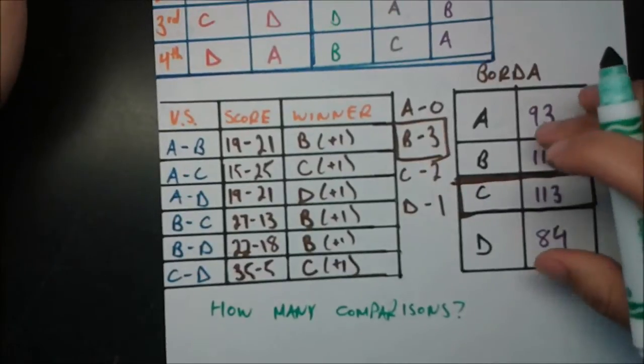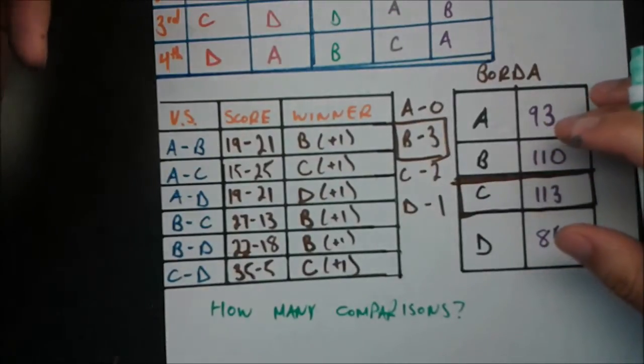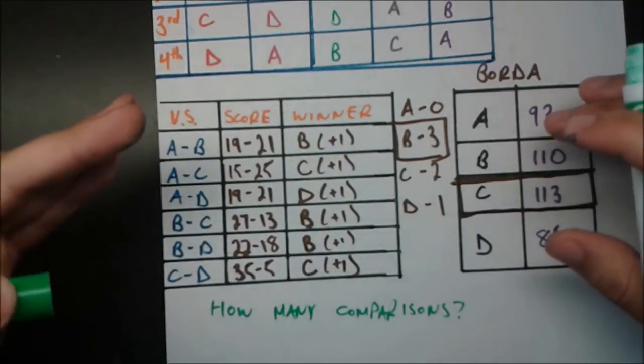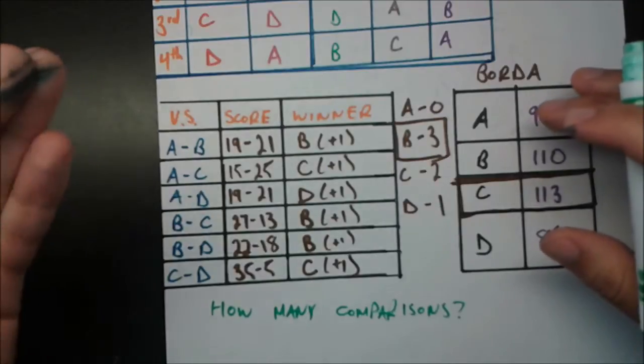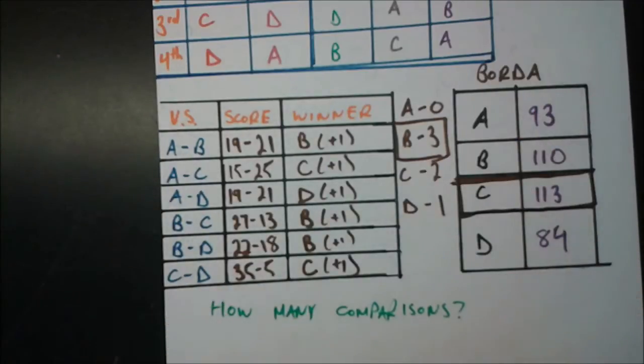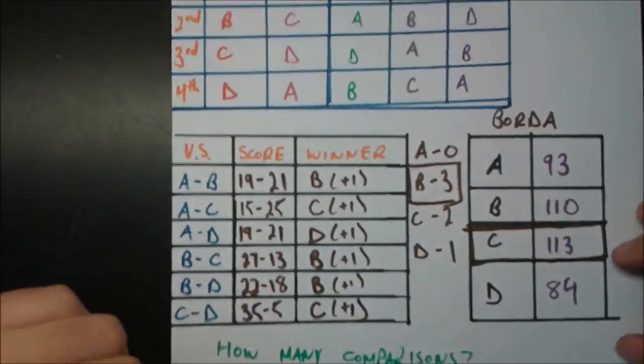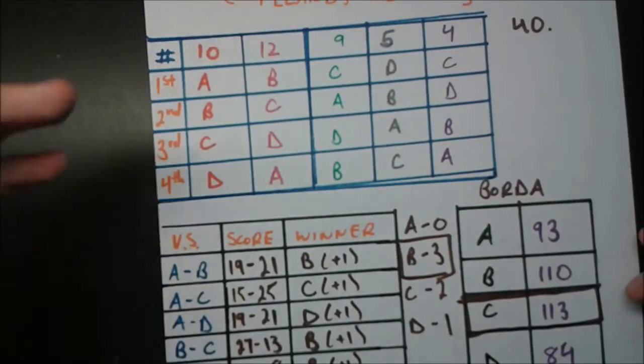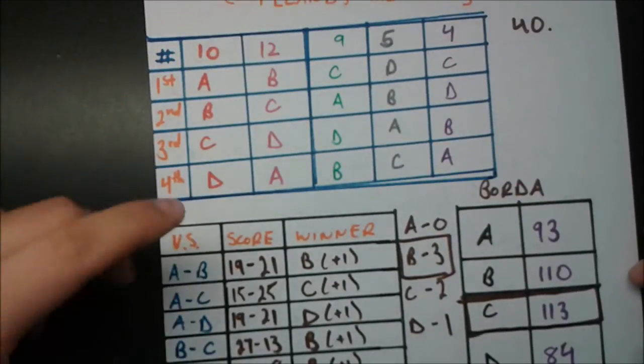Okay, so now next thing to talk about is how many comparisons do you have to make? In this case, we had 6, but if we had let's say 5 competitors, then it would have to do 10 comparisons. So how do we know how many comparisons to do? Well, it's easy if we just look at a little pattern. So in this case, we had 4 competitors or candidates. We had A, B, C, and D.